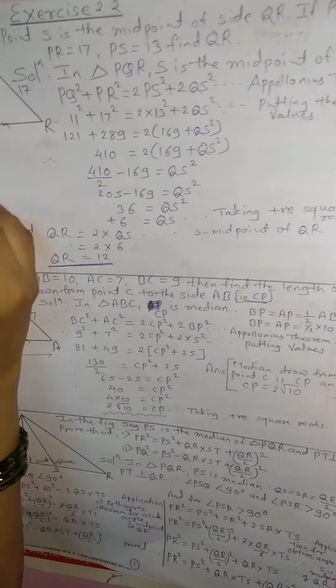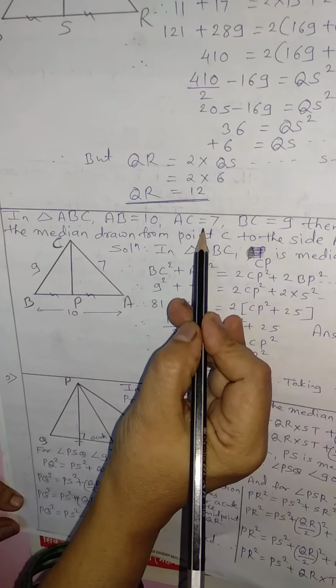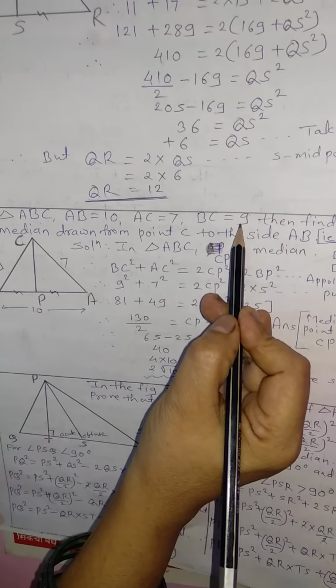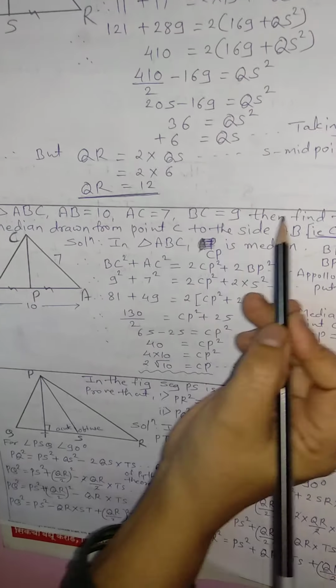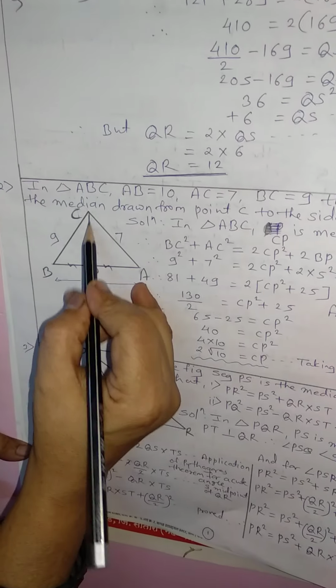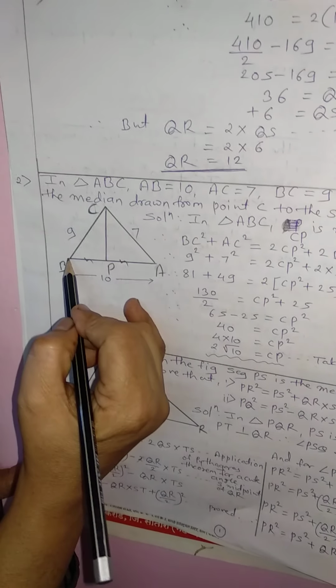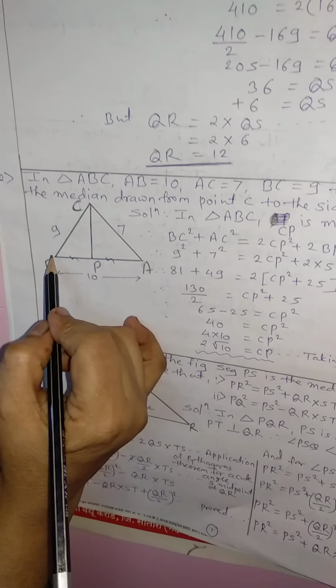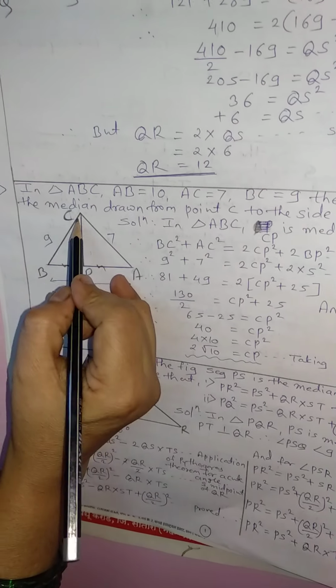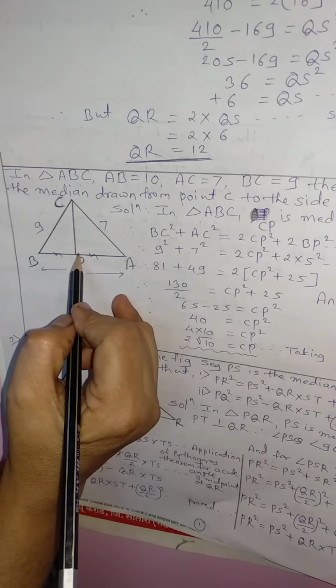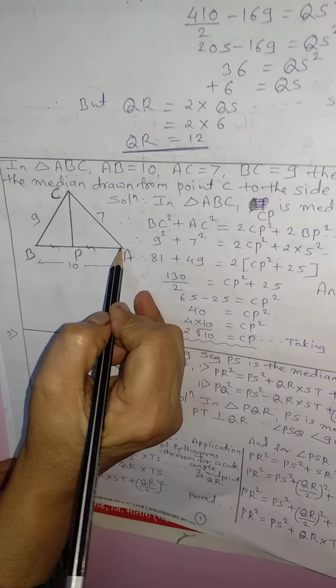Second example. In triangle ABC, AB is given 10, AC is given 7, BC is given 9. Then find the length of the median drawn from the point C to the side AB. Here this median is shown by segment CP. In triangle CBA, P is the midpoint of AB because from vertex C, the median CP is drawn to side AB.